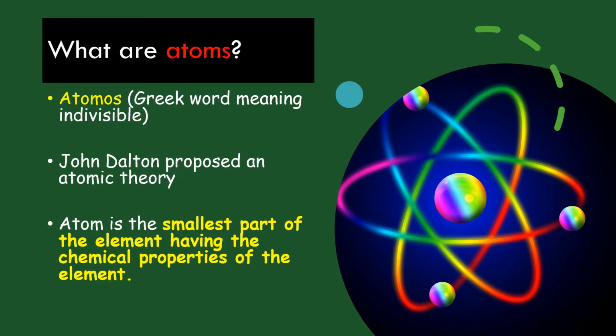In the past, people thought that atoms were the smallest unit that is indivisible. From the word itself, the word atom comes from atomos, a Greek word meaning indivisible. John Dalton proposed an atomic theory. An atom is the smallest part of an element having the chemical properties of the element.